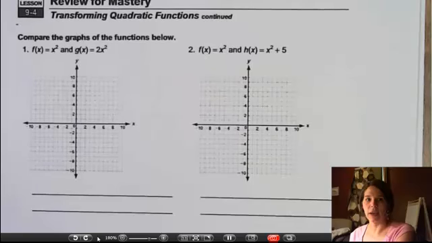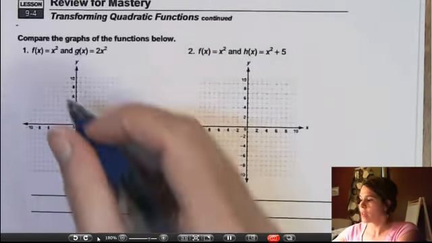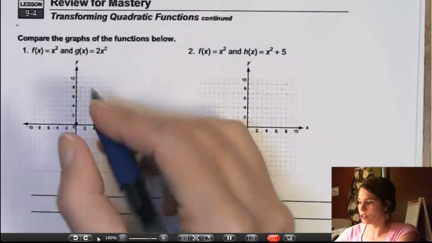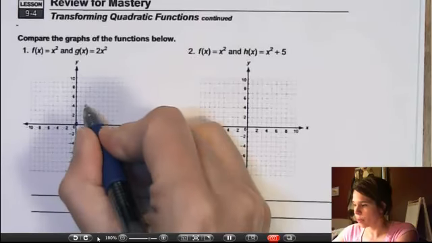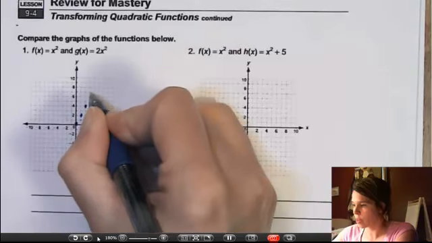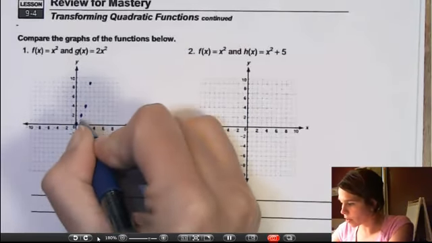Number 1 says to compare the graphs of the functions below, and it's given me space to graph them. f of x is my parent function. It goes through 0, 0. You guys will be able to graph this in your sleep soon. 2, 4. I could do 1, 2 also. 3, 9. And remember, I can just mirror that over here on the other side.